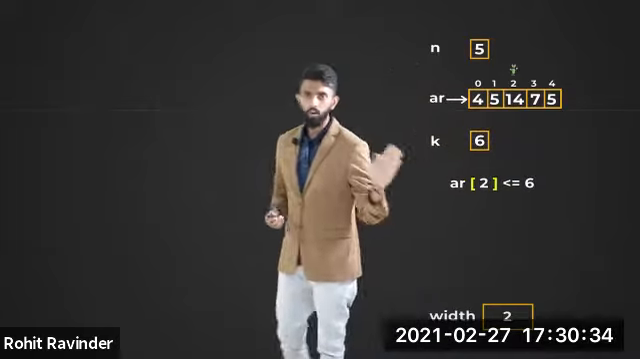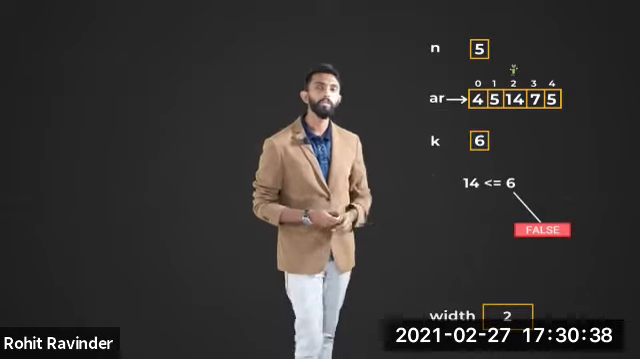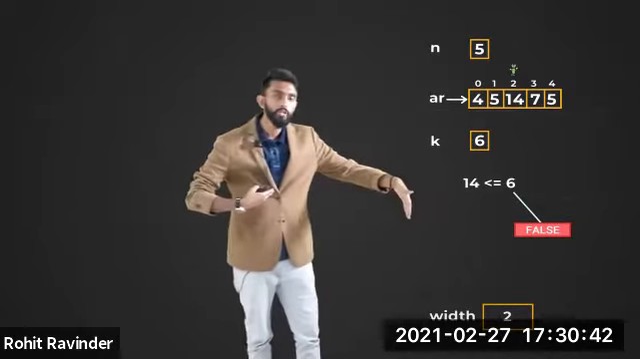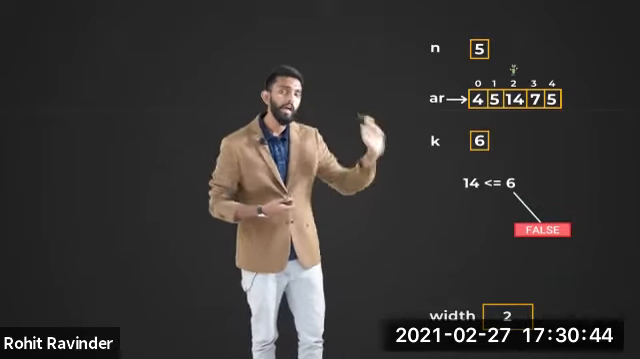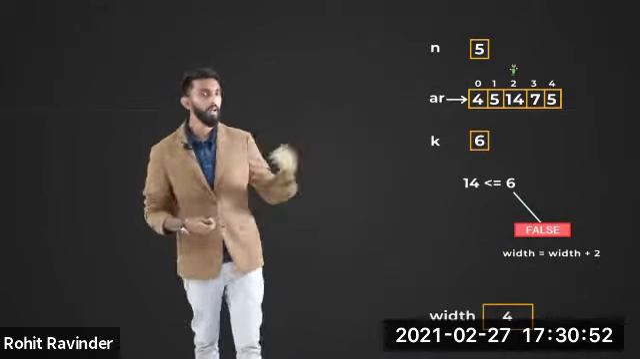Again, move forward, take the next value, AR of I equal to K. AR of 2 is less than equal to 6, 14 is less than equal to 6, true or false? Obviously this is false. False means he has to bend. Bend means his step size is going to increase. In fact, it's going to double. Hence, don't increase width value by 1. Increase it by 2, right? And that is what I'm doing. Width equal to width plus 2. 4 it will be there.